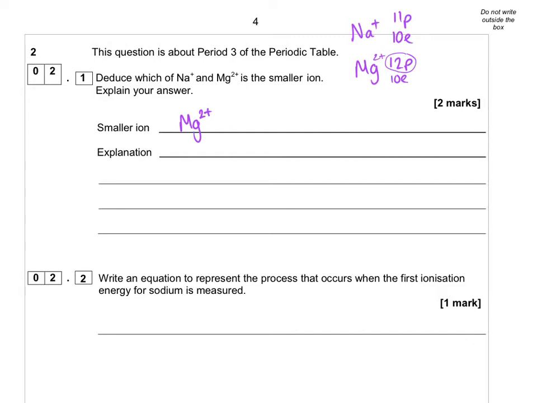And the reason you need to put down for that is Mg2+ has more protons. And that will get you 1 mark. And it's got the same shielding, or you could say it has the same electron configuration.